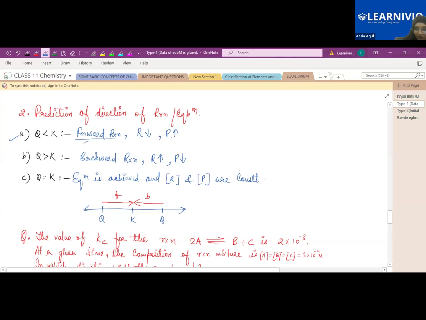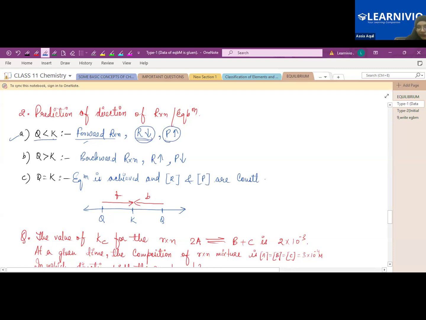So here the product will increase and the reactant will decrease in the forward reaction. Generally, in any reaction which is forward dominating, if we are not talking about an equilibrium reaction, just a general reaction, we say that the concentration of reactant always decreases and the concentration of product increases, right? So in a forward reaction, the concentration of product will increase and the concentration of reactant will decrease.